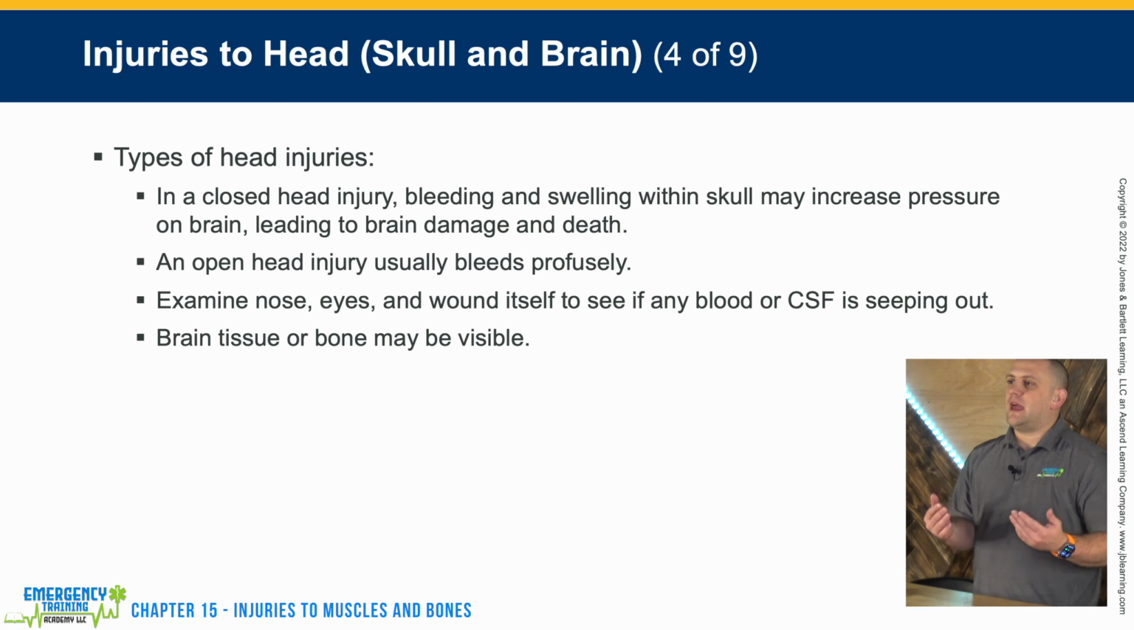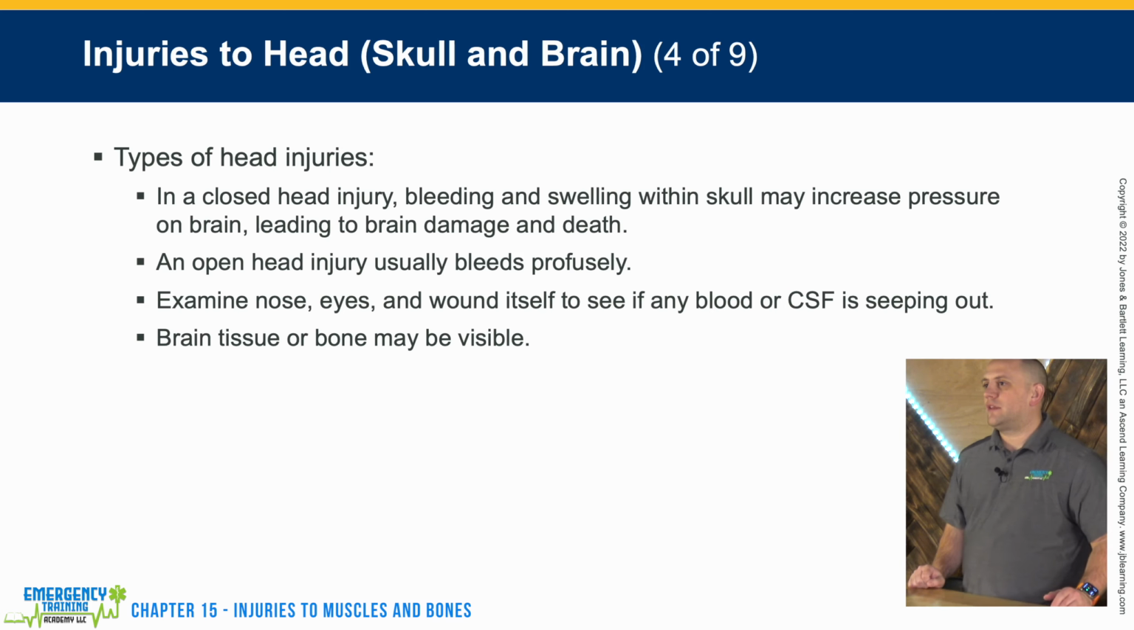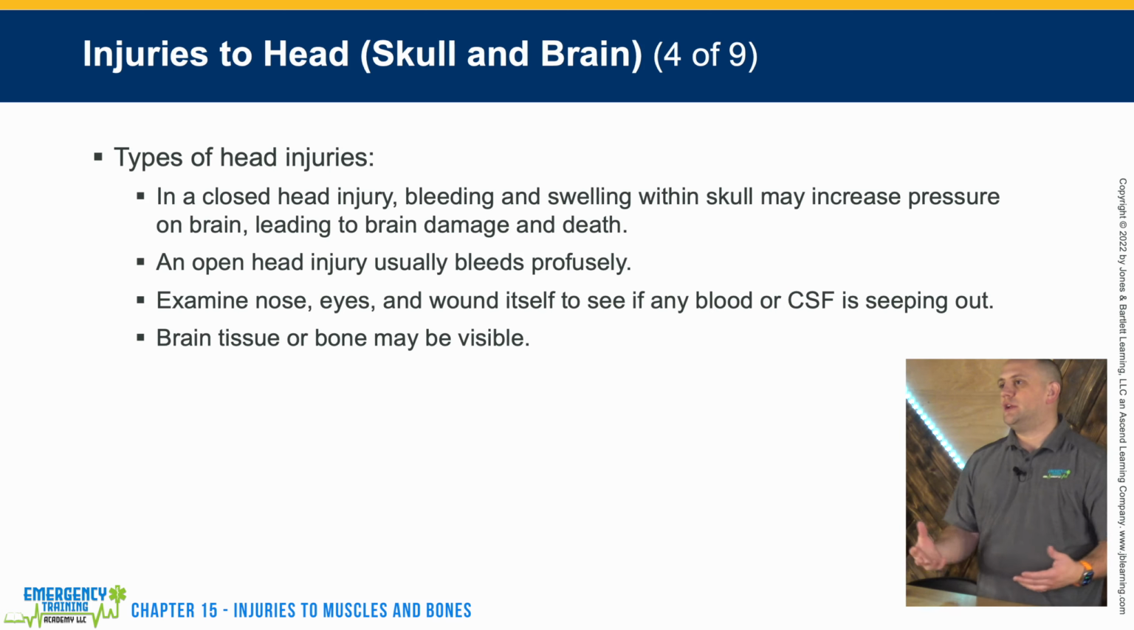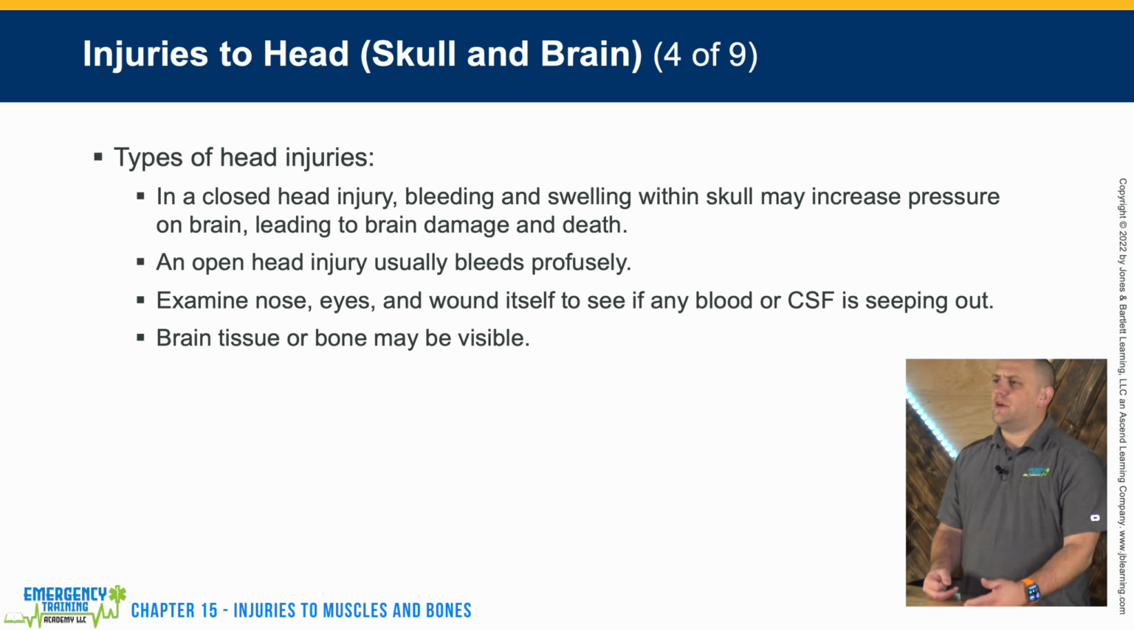We also need to examine the nose, eyes, and ears, looking for any blood or any of that cerebral spinal fluid that surrounds and protects the brain. If we see anything suspicious for cerebral spinal fluid, then it could indicate that there is a crack in that cranial vault and that fluid that is used as a cushion is leaking out. Actually being able to identify cerebral spinal fluid is very difficult. It is a clear fluid.